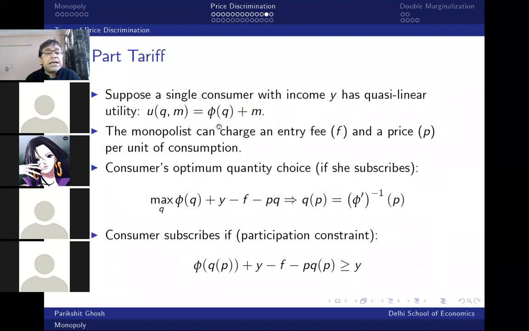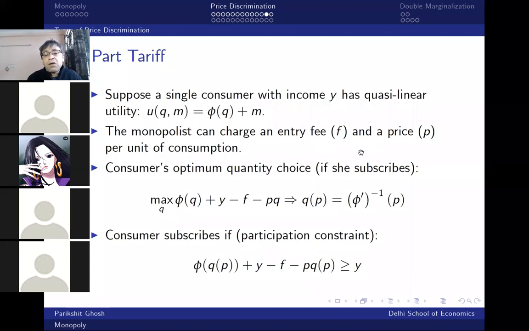There's a single consumer. Let's take that quasi-linear utility function, remember, which we started with. So Q is the quantity of the good in question, the good which the monopolist sells, and M is the money spent on everything else. And it takes this quasi-linear form. The nonlinear part is phi. Phi is increasing and concave, capturing diminishing returns.